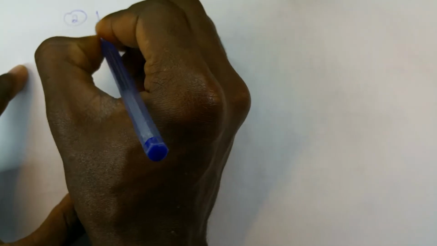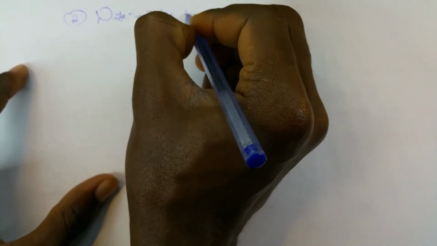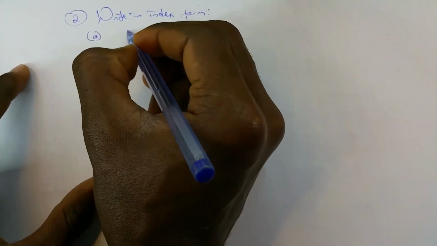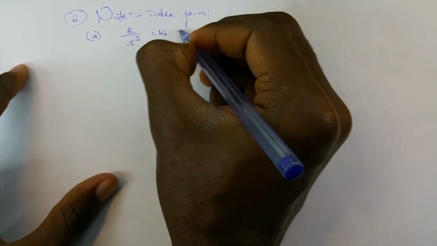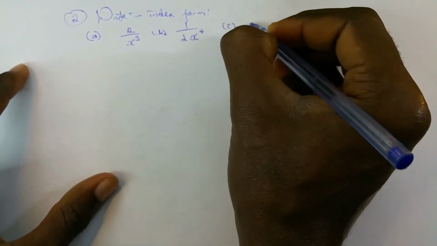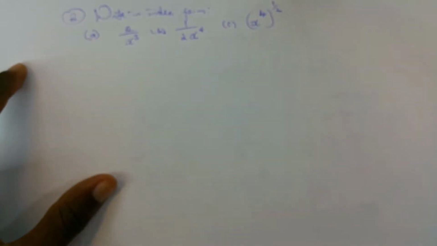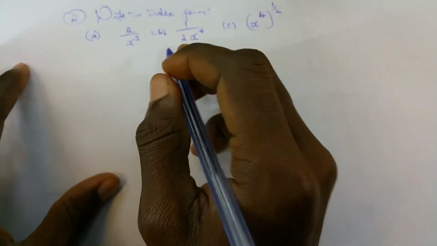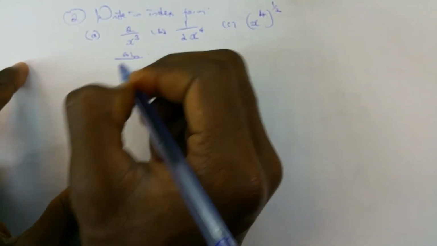Number 2, write in index form. Let's say that our first number, A, is 2 out of x cubed, B is 1 out of 2x to power 4, and C is x to power 4 to power half. We first have numbers. We don't touch numbers, we just deal with the x. So let's check our solution.